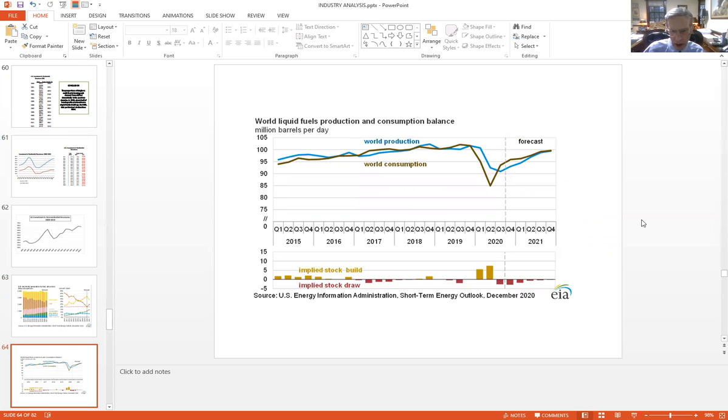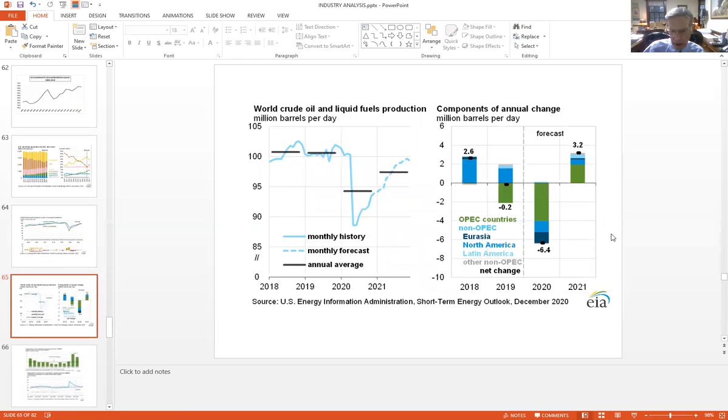Here we see liquid fuels, that is oil, and their production and consumption. And you can see that the production kept on going even after consumption dropped. And the result was a large buildup of inventory that is still with us today. And because there's so much supply, prices are relatively low.